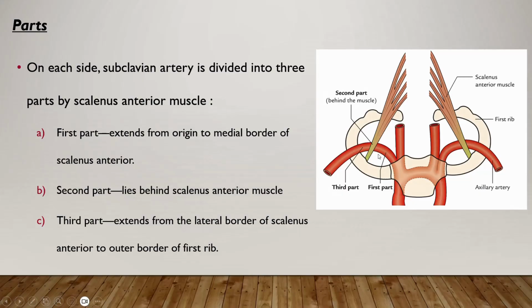Now what are the parts? I have already mentioned there is a muscle known as scalenus anterior. Because of this scalenus anterior, the artery is divided into three parts: first part, second part and third part. The first part is from the origin to the medial border of scalenus anterior. Second part lies behind the scalenus anterior, and the third part is from the lateral border of scalenus anterior to the outer border of the first rib.